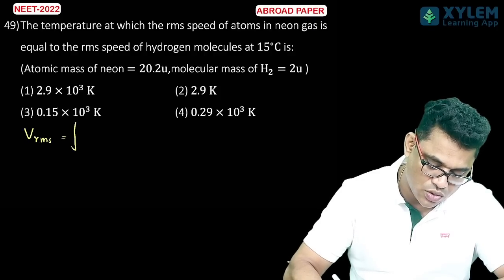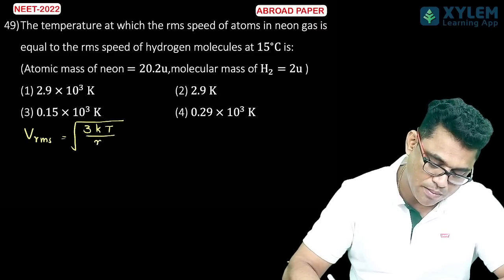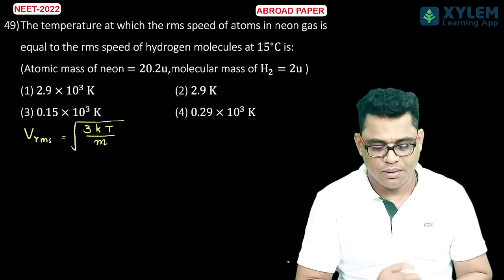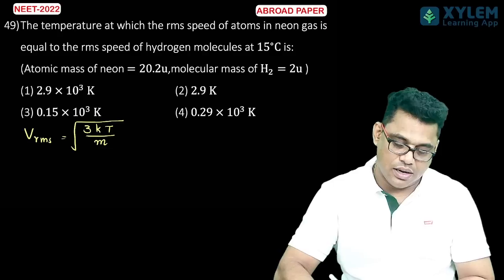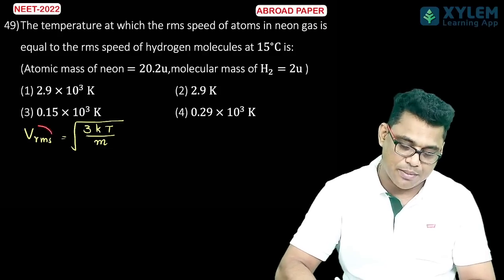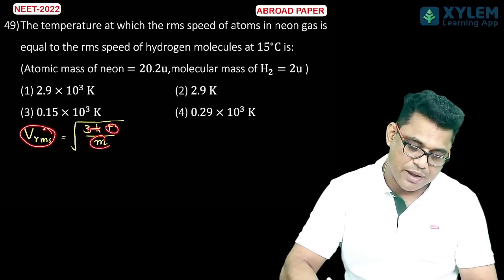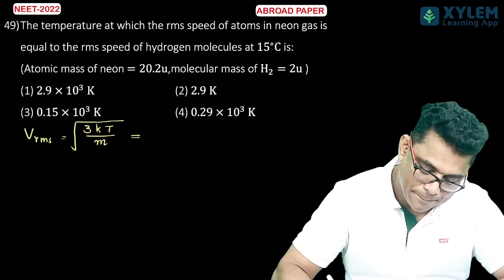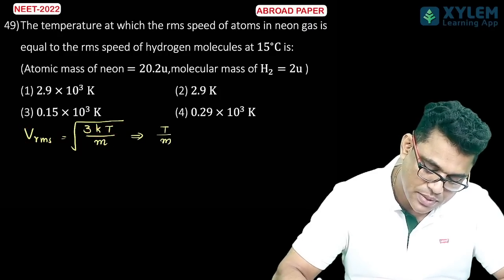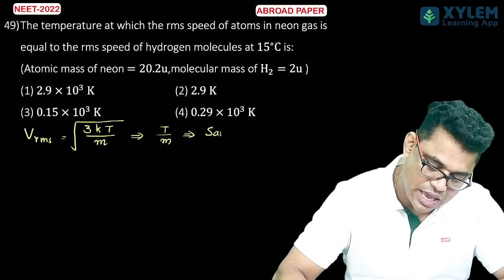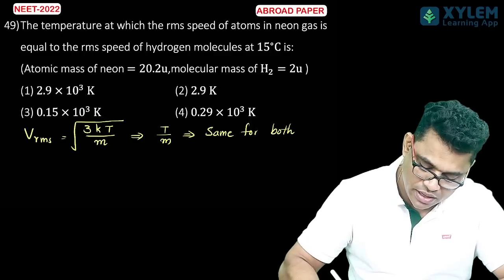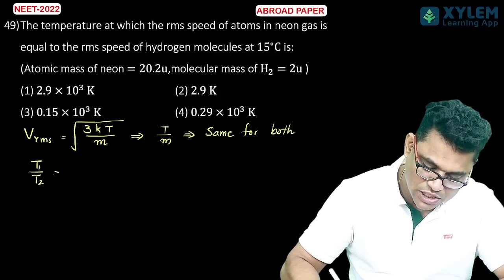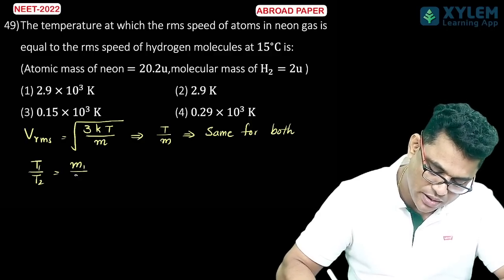Don't you know the RMS velocity is under root 3kT divided by m, where k is the Boltzmann constant and m is the mass of one molecule. Now, both molecules should have the same RMS velocity, which means T by M must be the same for both. What does it mean? T1 by T2 must be equal to M1 by M2.